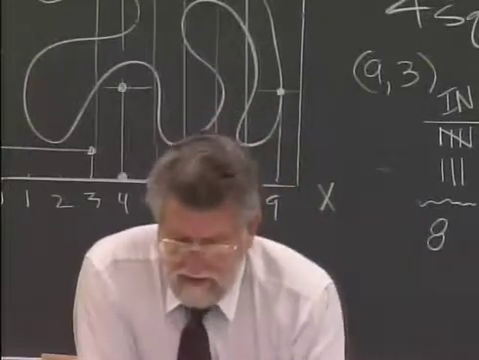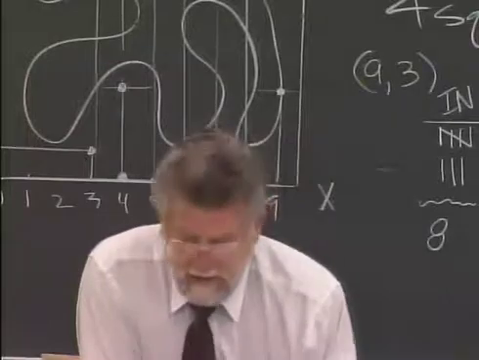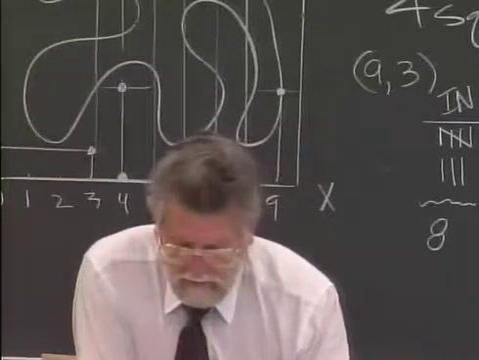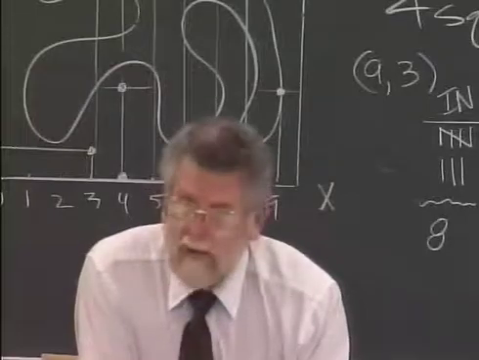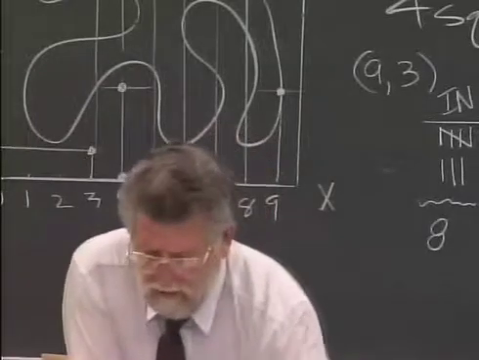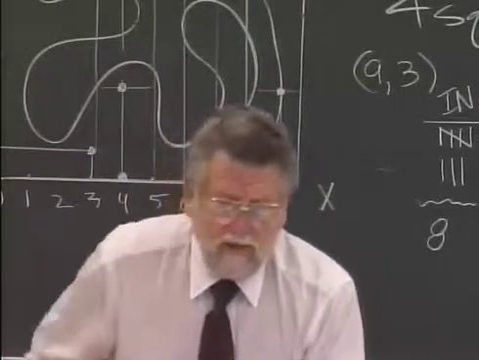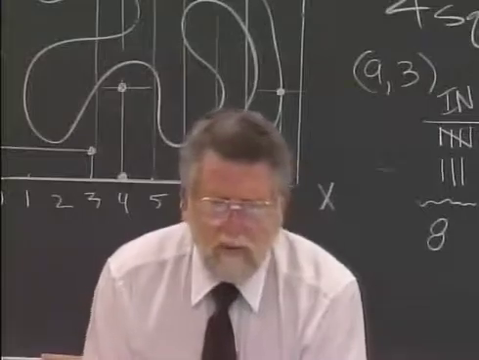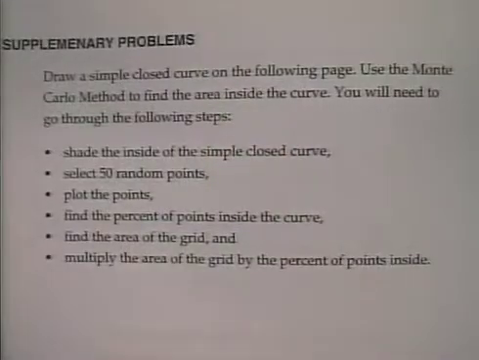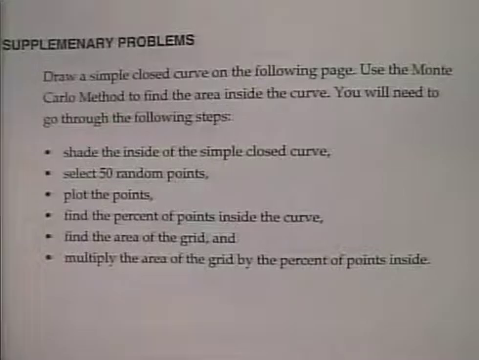Now the supplementary problem in this particular unit, and I'll turn to that so you can see what's there, and I'll give you what we will do for this. The supplementary problem is just yet another grid in which I basically ask you to do this, where you draw a simple closed curve on the following page. And the technique we're using here, and I've given it a formal title at this point, the Monte Carlo method, to find the area inside the curve. And of course, we then do the steps.